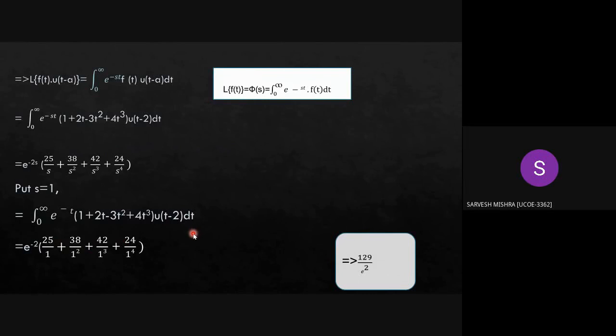So for integration 0 to infinity e raised to minus t, we will put our s value as 1. So we will get integration 0 to infinity e raised to minus t, 1 plus 2t minus 3t square plus 4t cube, u of t minus 2 dt. By solving it, we get e raised to minus 2 times 25 upon 1 plus 38 upon 1 square plus 42 upon 1 cube plus 24 upon 1 raised to 4, which concludes our final answer 129 upon e square.